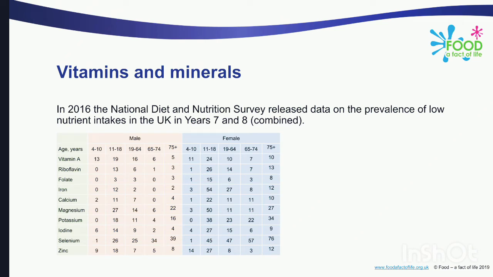In 2016, the National Diet and Nutrition Survey released data on the prevalence of low nutrient intake in the United Kingdom in years 7 and 8. These are the types of vitamins and minerals: vitamin A, riboflavin, folate, iron, calcium, magnesium, potassium, iodine, selenium and zinc. This is the overall graph.